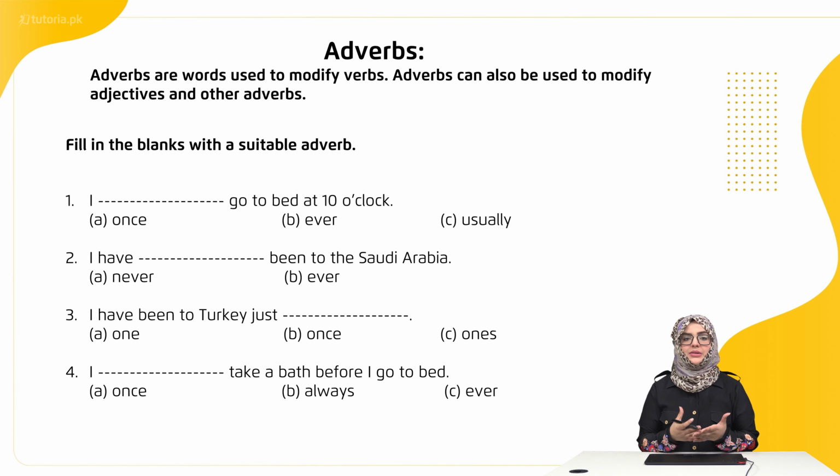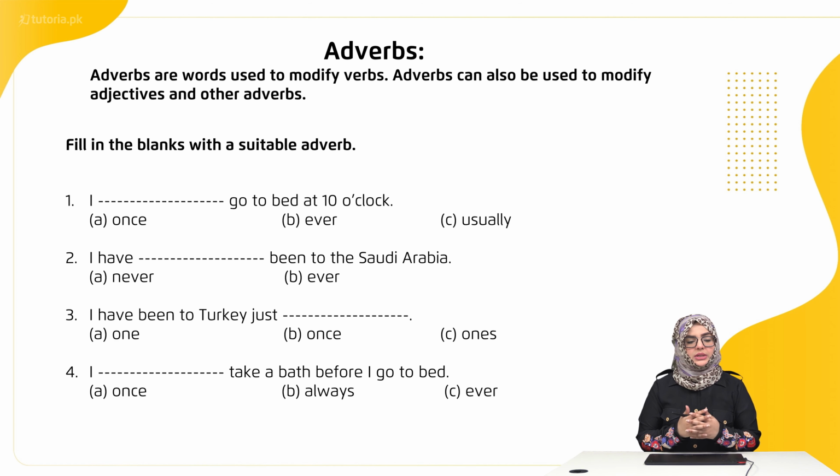ये verbs को describe करते हैं, identify करते हैं और qualify करते हैं कि हमारे पास अगर कोई verb है तो वो किस तरह का verb है. Adverbs can also be used to modify adjectives and other adverbs. तो ये सिर्फ verbs को ही modify नहीं करते हैं बल्कि दूसरे adverbs और adjectives को भी modify करते हैं. And then adjectives क्या होते हैं? Adjectives जो होते हैं noun को qualify कर रहे होते हैं, modify कर रहे होते हैं.